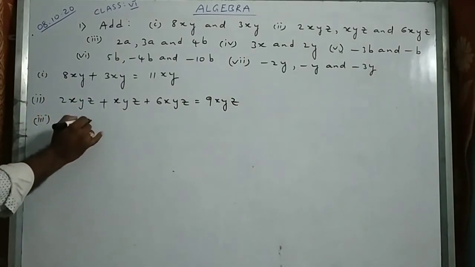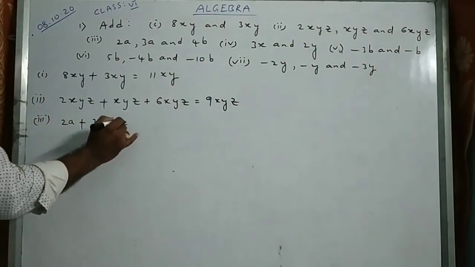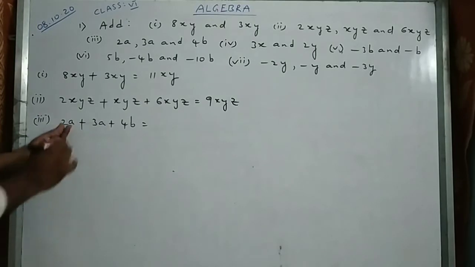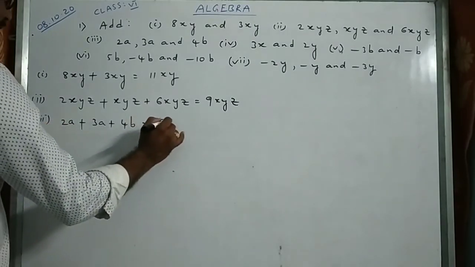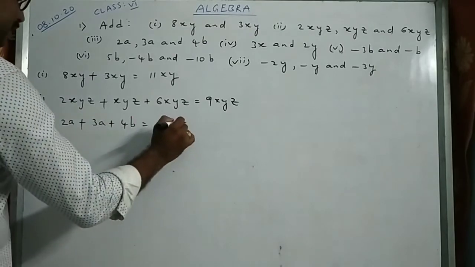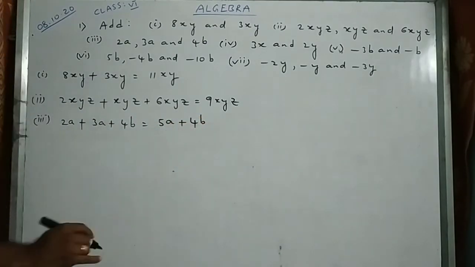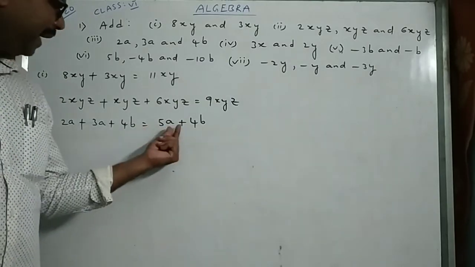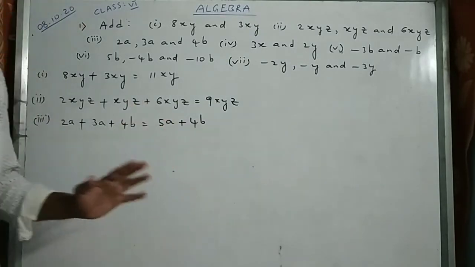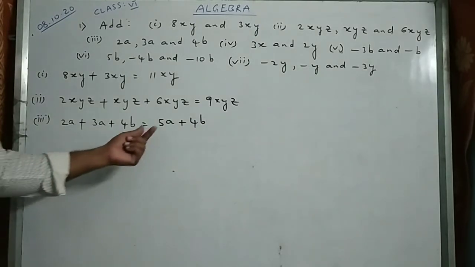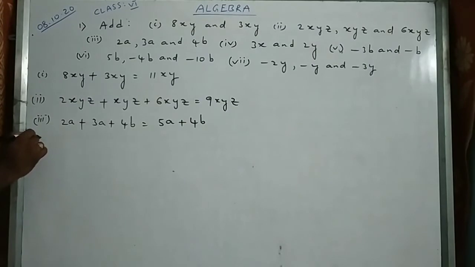2a plus 3a plus 4b. This has an unlike term, right? These two we can add. 2a plus 3a we can add, 5a. 5a plus 4b cannot be added. Don't say that it is 9ab. No. 5a plus 4b, that is the simplified form. We cannot simplify further because they are unlike terms.